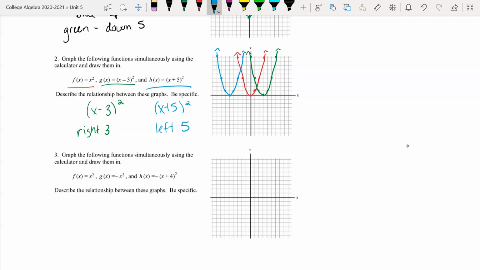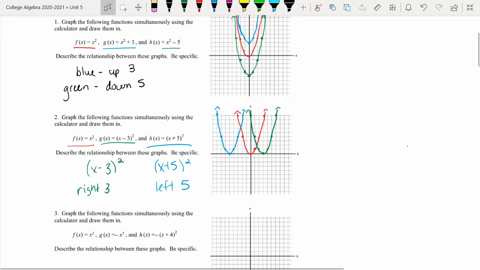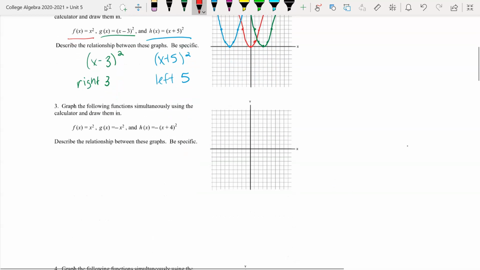I took the original one, the red one, which is what we're basing everything off of. I moved it left or right, depending on the transformation. Keep going on. Our red graph will never change because that's called the parent function. So we base everything off of that x squared by itself.